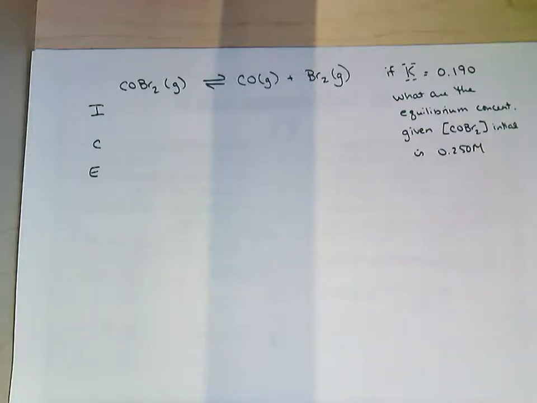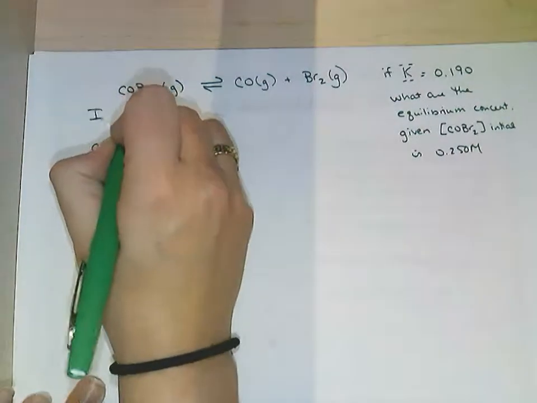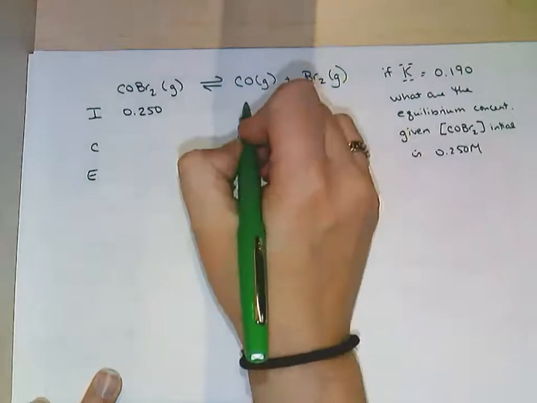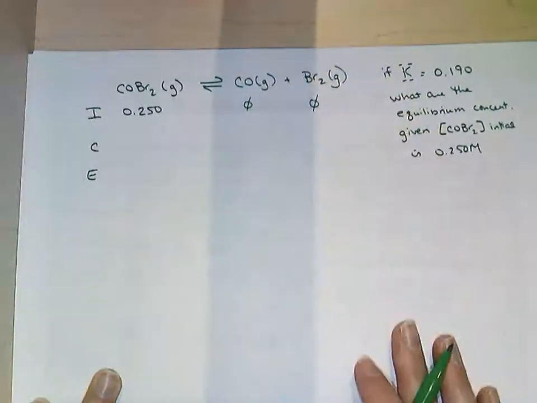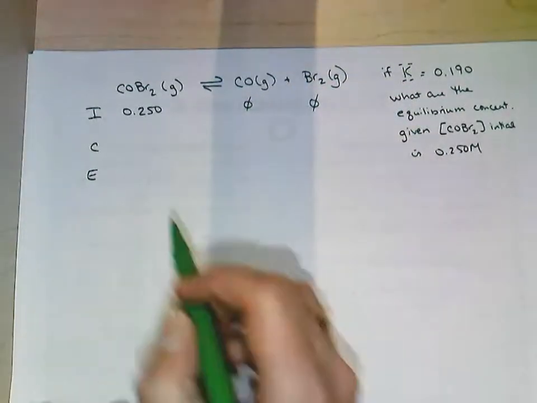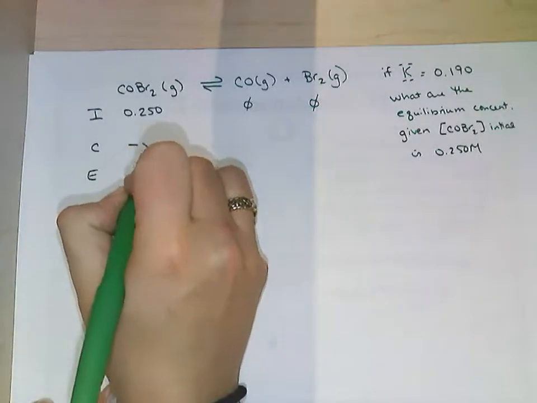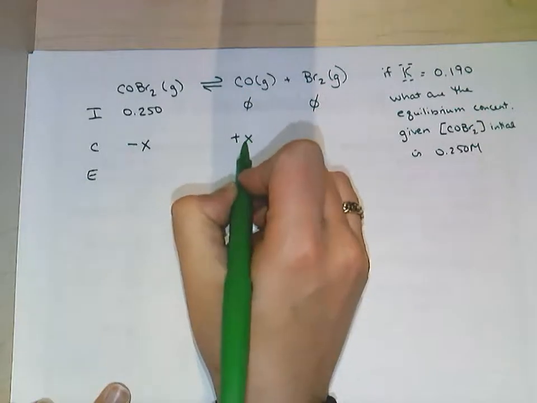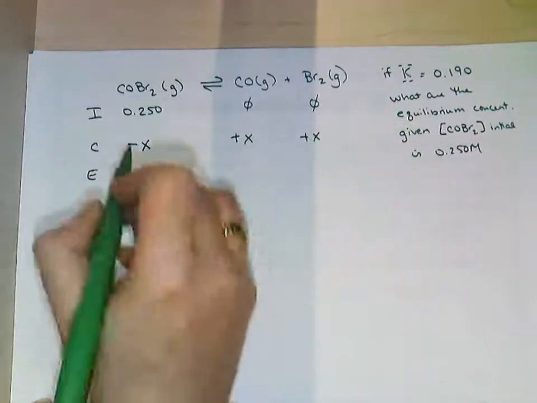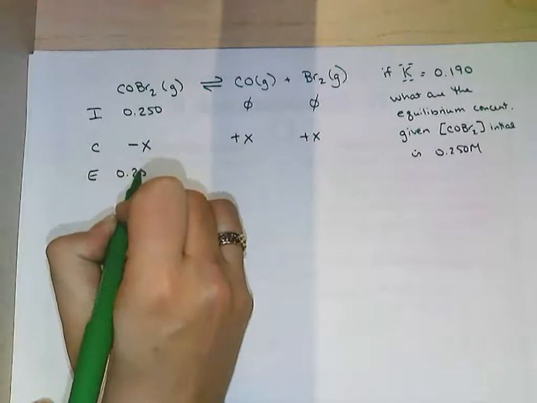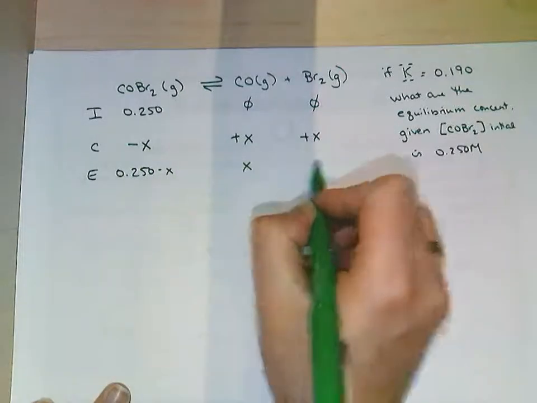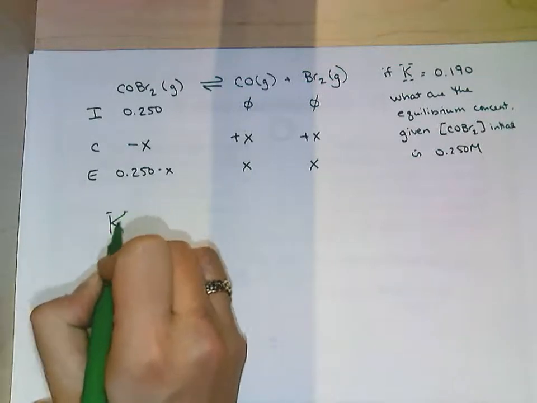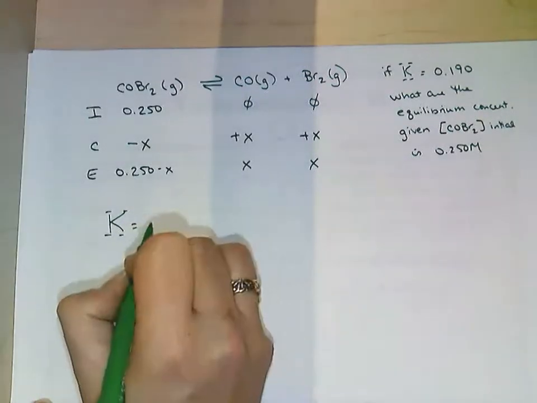So what we're going to do is fill in our ICE chart. We put 0.250. That's the only initial concentration we have, so we put zeros in for the others. As we see the change, we are going to lose some amount x, and whatever amount we lose over here, we gain over here. So the equilibrium is just 0.250 minus x, and x. Now we're ready to solve for our equilibrium constant.